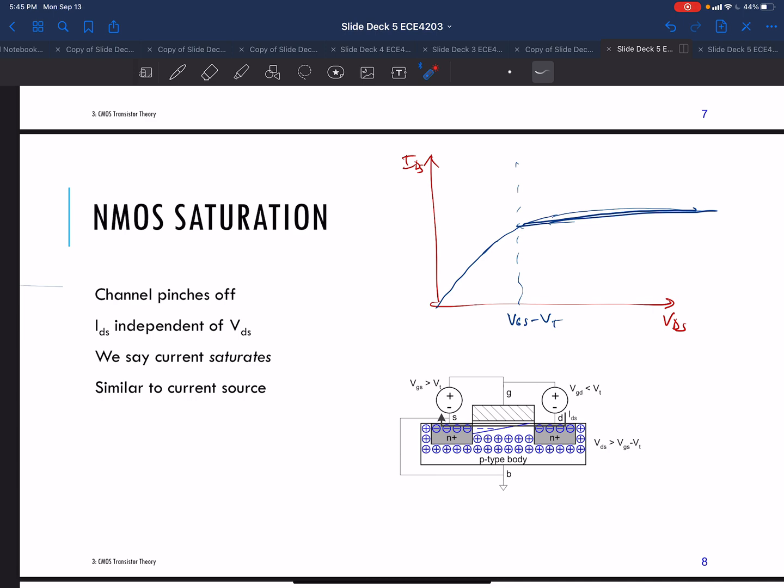And for different VGS values, as the VGS gets higher, this saturation point gets higher. As the VGS value gets lower, the saturation point gets lower. And at some point, the transistor turns off when the VGS is too low.